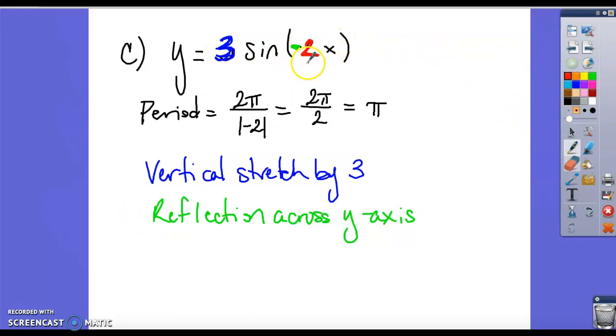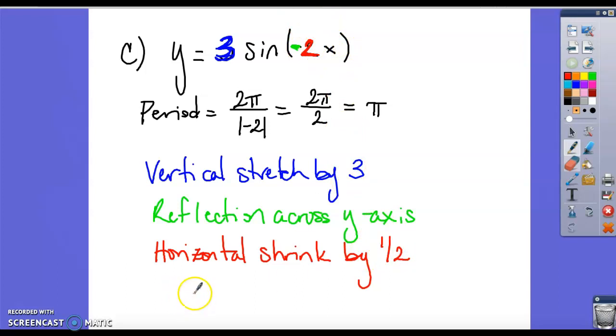Because 2 is greater than 1, this is going to be a horizontal shrink, and again I have to take the reciprocal, so it's a horizontal shrink by 1/2. The language of transformations when you get to horizontal can sometimes be tricky. It's the opposite of vertical. Vertical stretch and vertical shrink are pretty basic. Horizontal stretch and horizontal shrink are the opposite of that. And not only that, but you have to take the reciprocal of the number, so don't forget that.